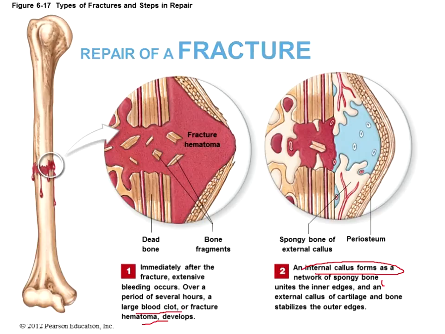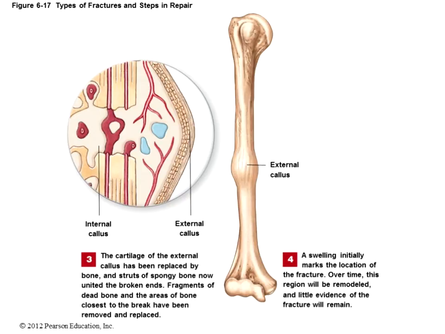Obviously, it's very important that when you have a break, it's set properly. That's why they do casting and things like that, to make sure the repair happens the way it's supposed to. After a while, that cartilage is replaced by bone, and bone continues to remodel the area. The vascular pathways are reestablished, which are really important to make sure that bone continues to thrive and survive. And then finally, you'll see swelling over the fracture, and over time, this will be remodeled and basically be back in business.